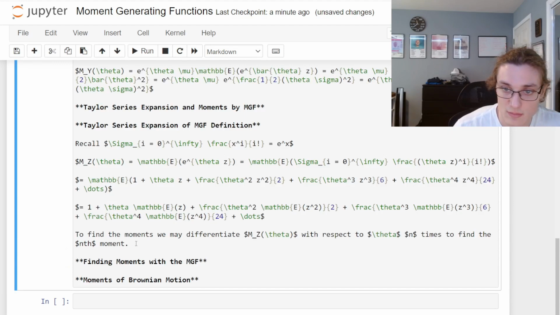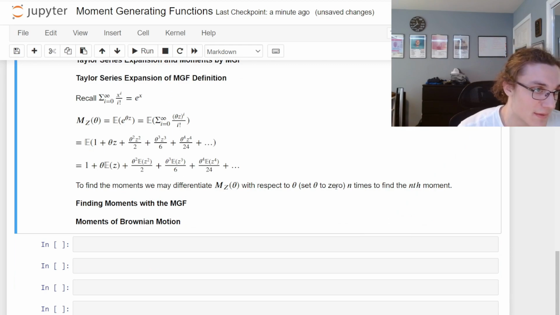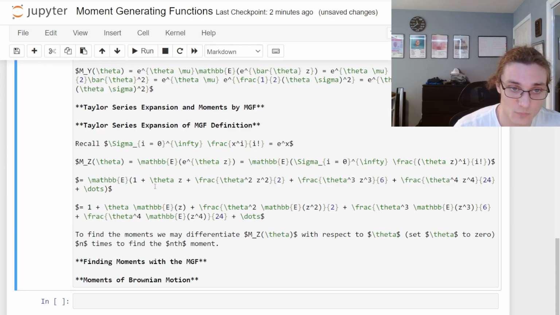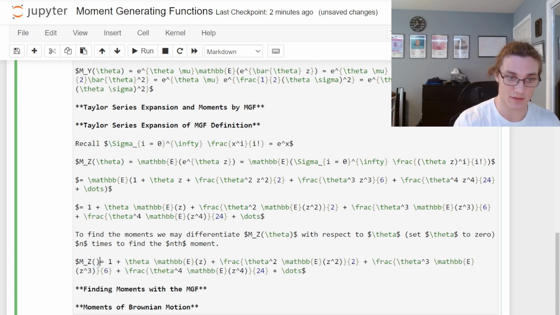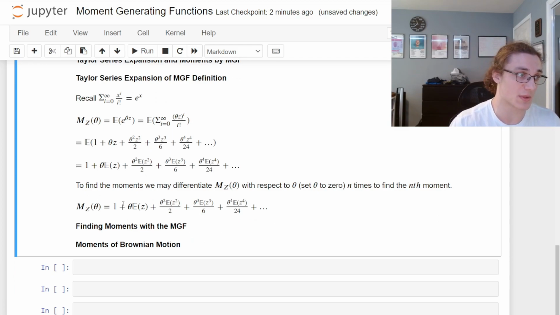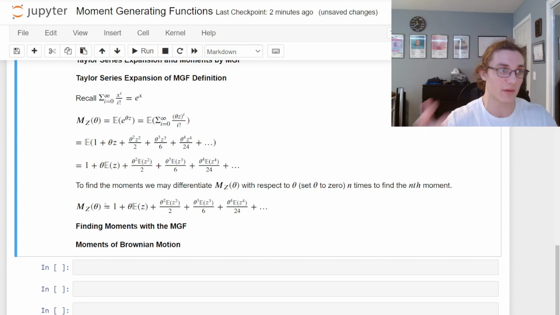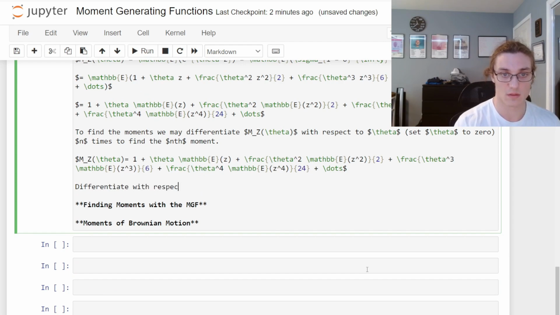If we differentiate with respect to theta, and also set theta to 0, we can find the nth moment. So let's just do that. I'm going to take this expansion that is the moment generating function here, and I'm going to differentiate this with respect to theta once, then I'm going to set theta to 0. Because remember, when we differentiate with respect to theta, we have the derivative function.